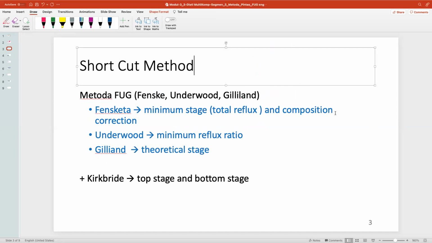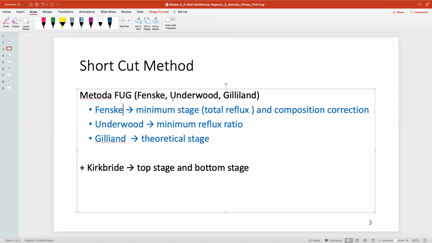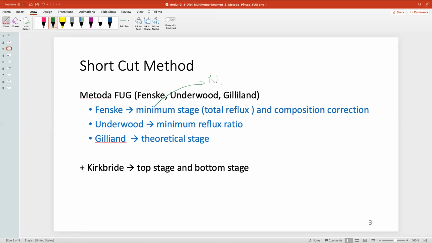Gilliland. Right, Fenske. The Fenske is to find the minimum stage, or NM, at total reflux, and also the composition correction. Remember, from the mass balance that we did before, we put in some assumptions, right? We assumed there's nothing heavier than the heavy key, and all of the C2 goes to the distillate. That is just an assumption, but is it right or not? We have to check it first, and then do the composition correction.